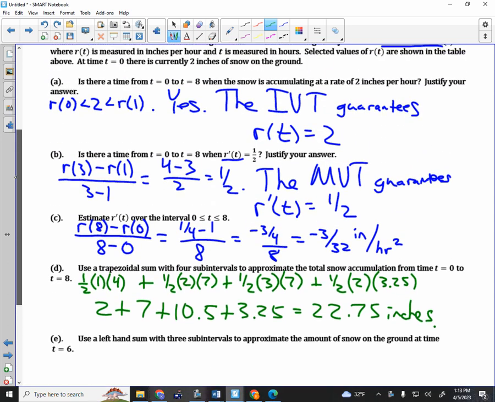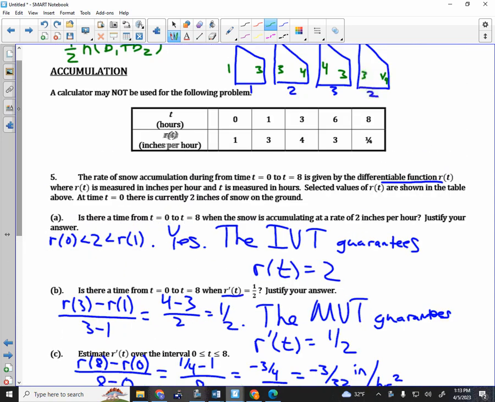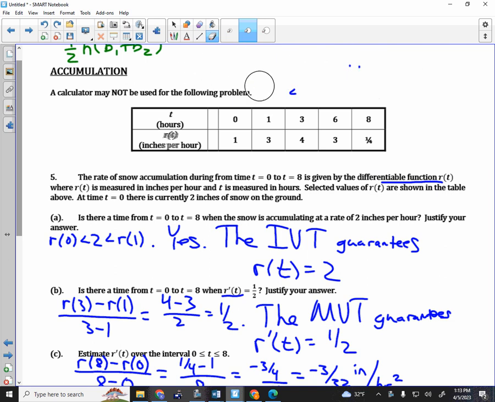Now, to prepare for the next one, we're going to go 0 to 6. I want you to see if you and your friends can come up with a left-hand sum. Left-hand sum, three rectangles, from 0 to 6. See if you can come up with it. Try it on your own.